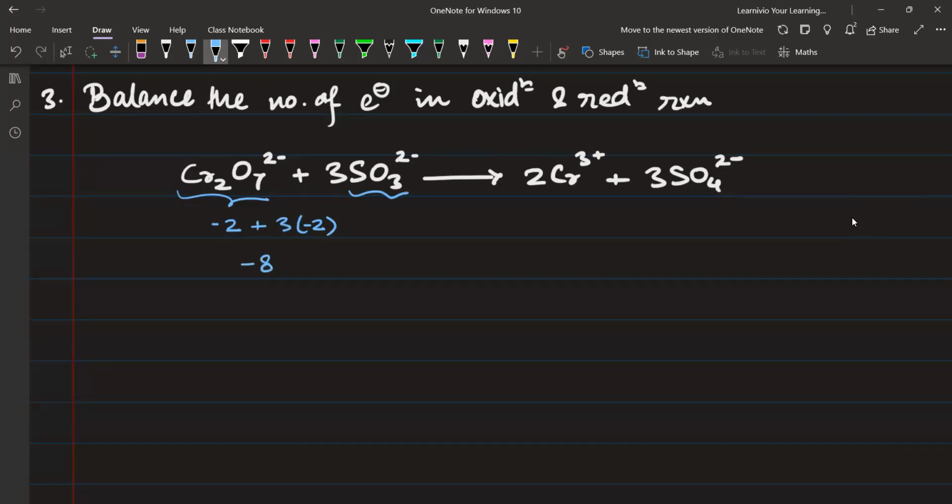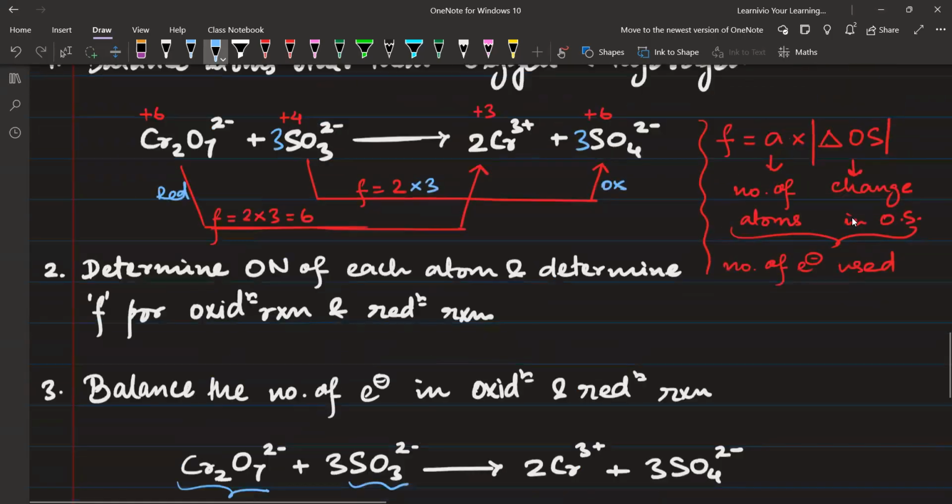If I look at the charges in the product side, 3 2s are 6, that is equal to +6 here, plus 3 into -2, that is equal to -6. So +6 -6 will be equal to 0. Here we have -8, and in the product side, we have 0 charges. Now we have to balance the charge. How can we balance the charge? We balance the charge by looking at the medium.